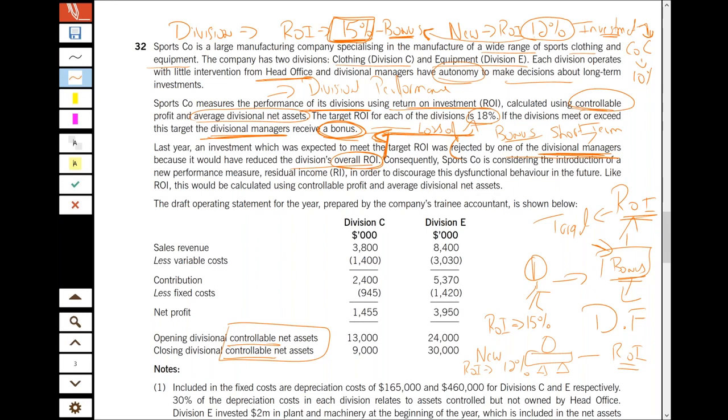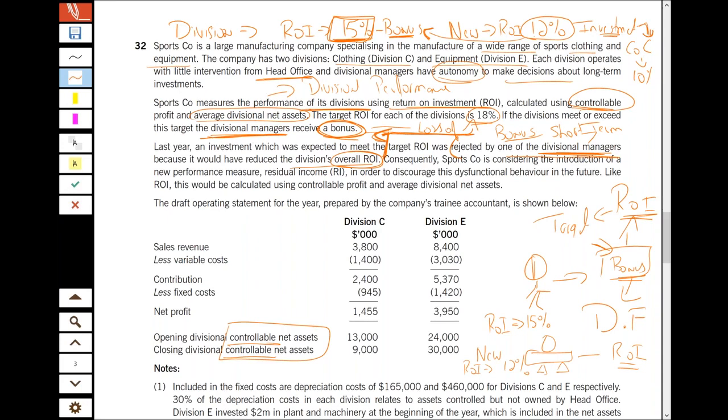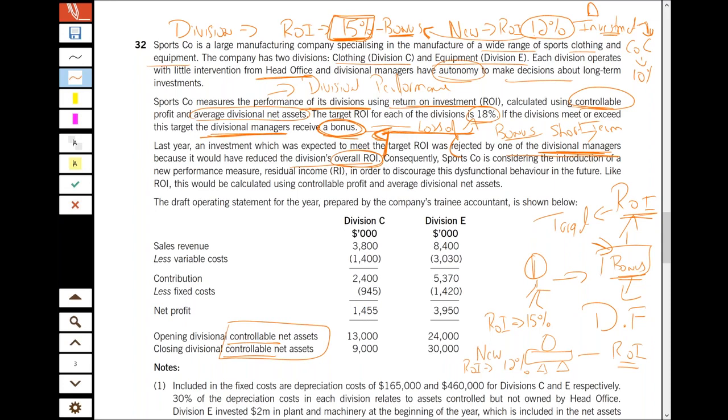So from shareholders' perspective, this should have been accepted because its ROI is 12 and shareholder requires how much? 10%. So from shareholders' perspective, this should have been accepted. Are you getting my point?